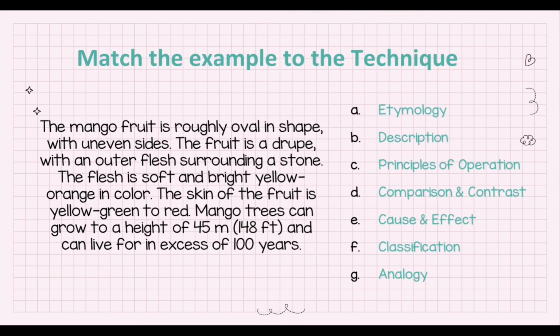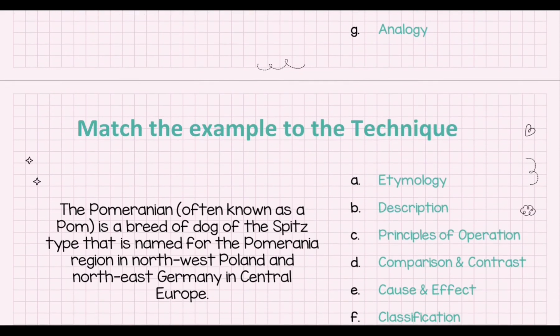Next, the mango fruit is roughly oval in shape with uneven sides. The fruit is a drupe with an outer flesh surrounding a stone. The flesh is soft and bright yellow-orange in color. The skin of the fruit is yellow-green to red. Mango trees can grow to a height of 45 meters or 148 feet and can live for in excess of 100 years. This is actually description. So clearly, it describes how a mango fruit looks like.